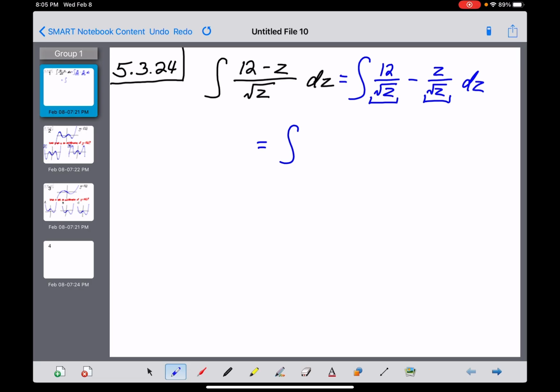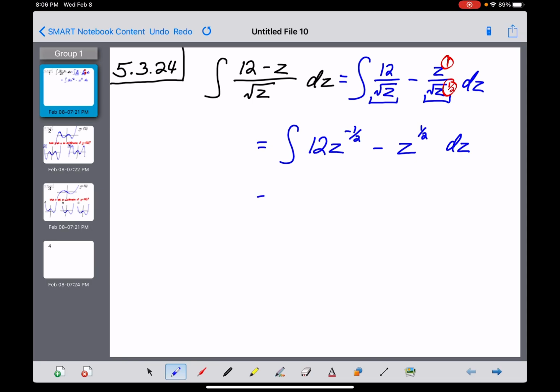12 divided by the square root of z is going to be 12z to the negative 1/2 power. And then minus, what comes next now? z divided by the square root of z. Remember, this is z to the first, and this is z to the 1/2. So let's take this exponent minus this exponent, and we're going to get minus z to the positive 1/2 power, all taken with respect to z. So now we've rewritten each of those terms without a fraction, on a single line with z to a power.